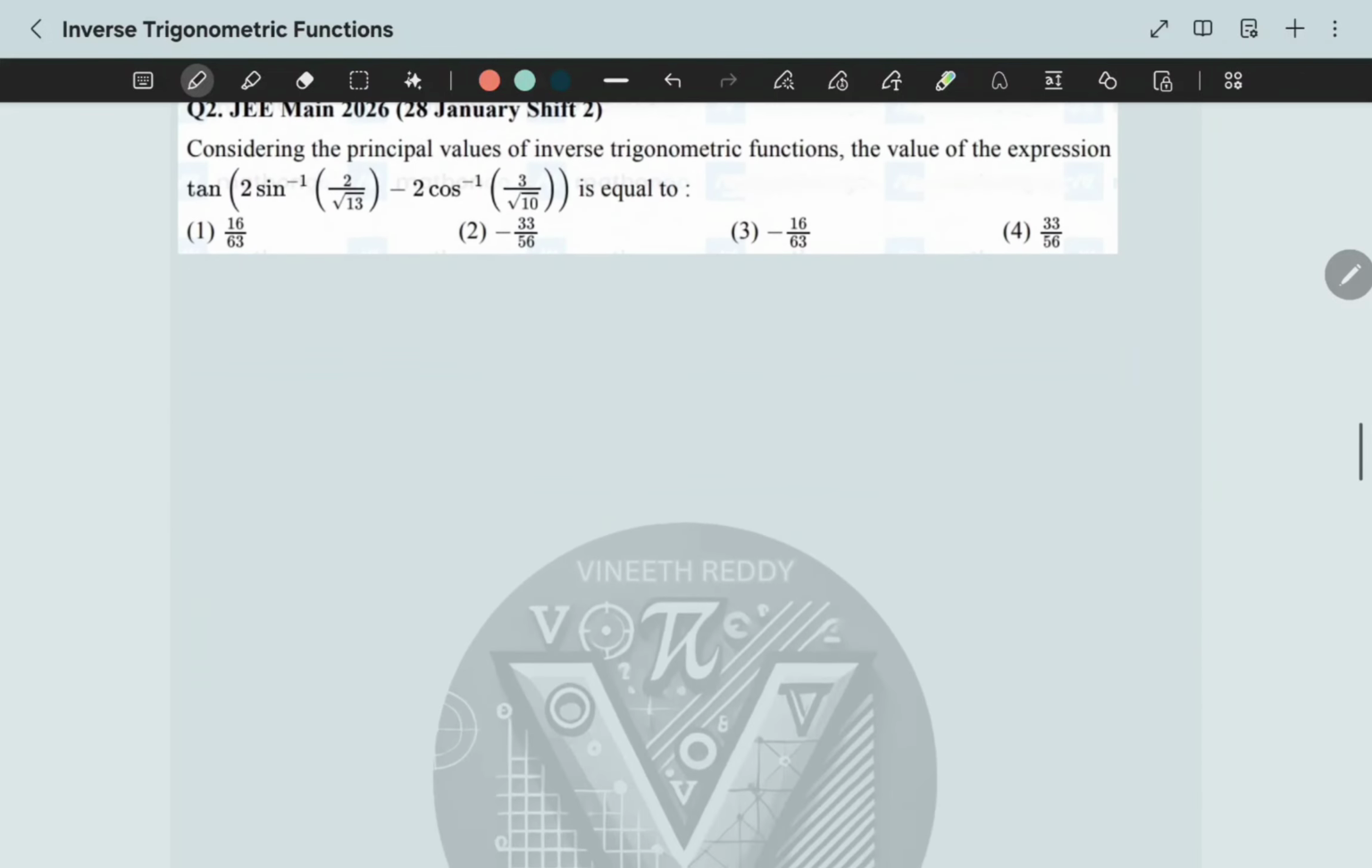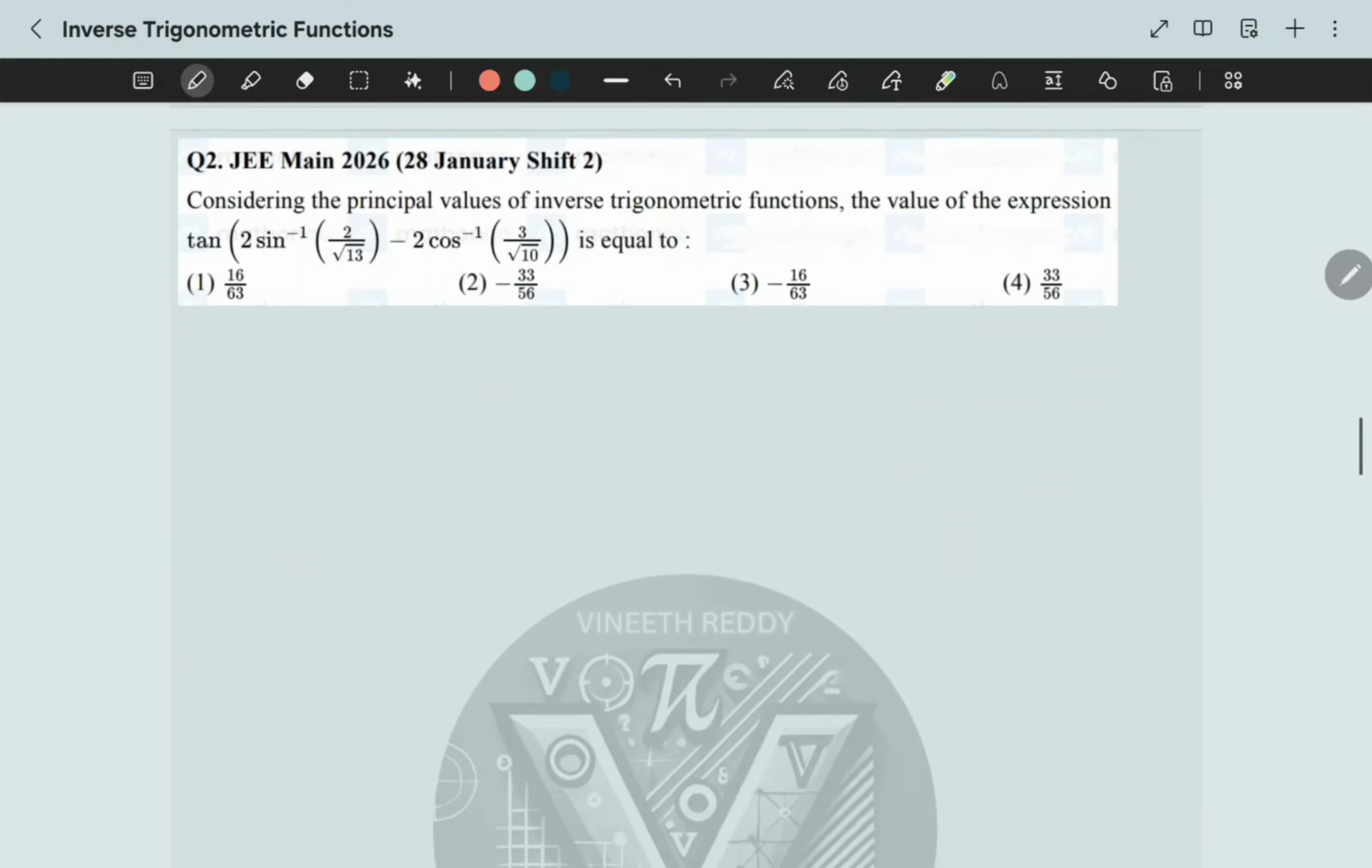Let us go to the next question, dear students. The next question says, considering the principal values of inverse trigonometric functions, the value of the expression is.